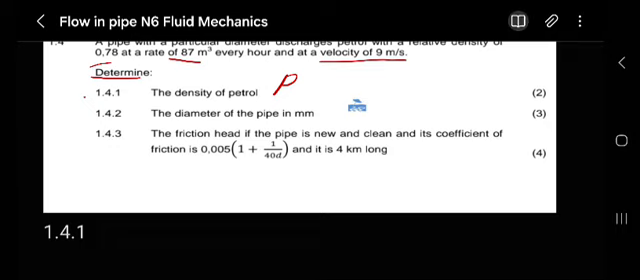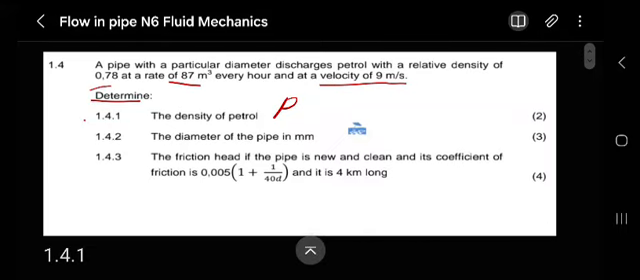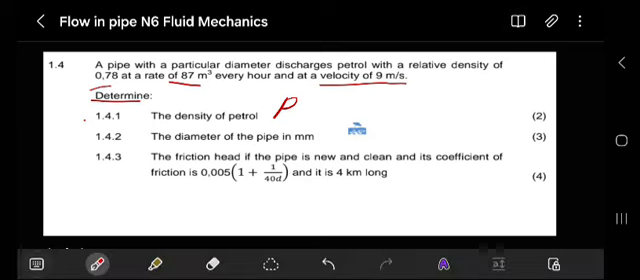Okay, now what do we have? A relative density is the same as specific gravity, SG. The relative density is the same as specific gravity. Okay, now let us answer the question.